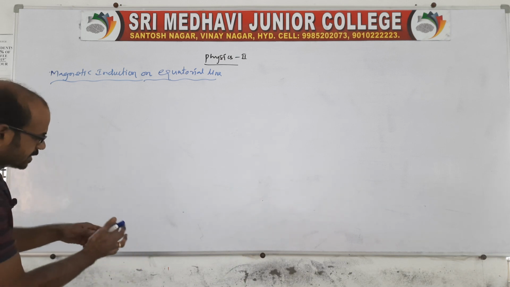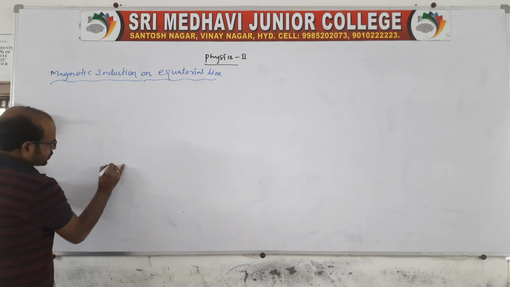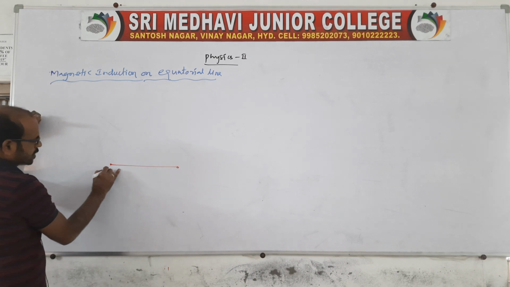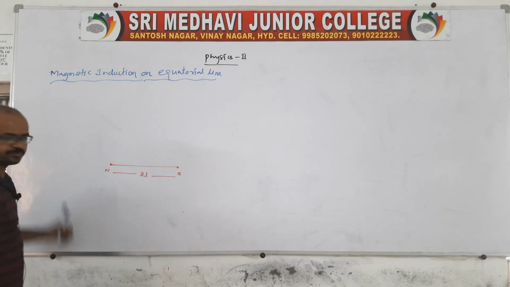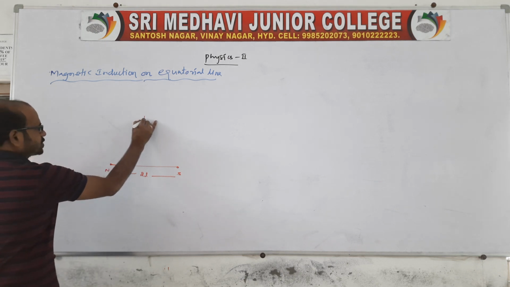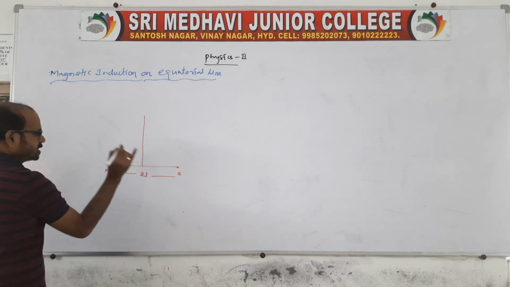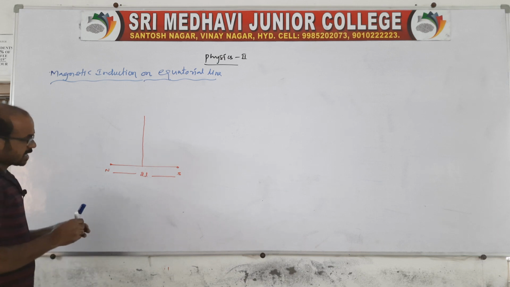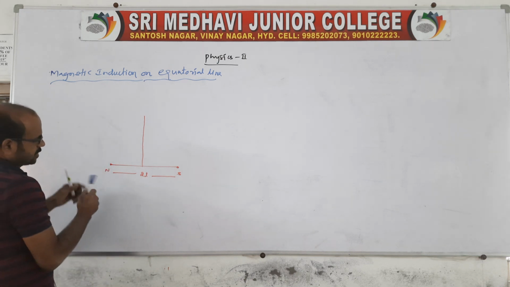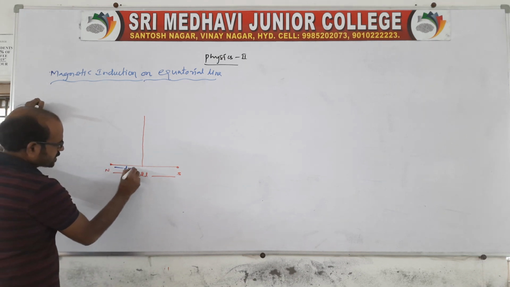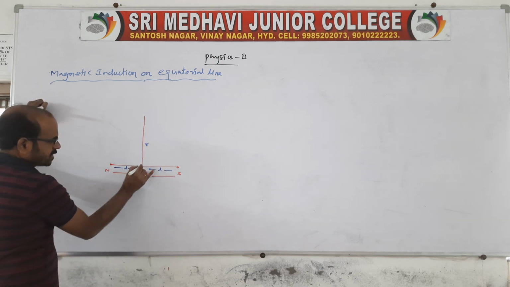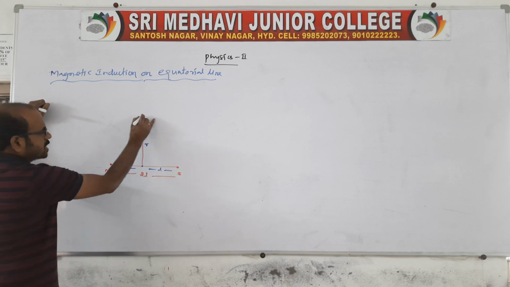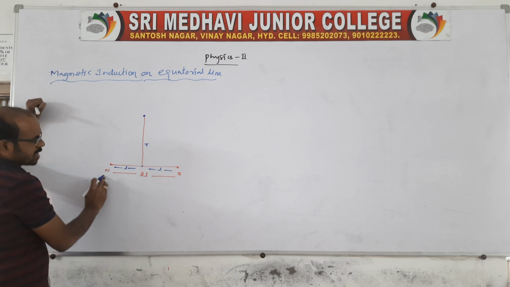The equatorial line, in the sense, is this: suppose two poles, north and south, are separated by a distance 2L. The line passing through the center of the magnet and perpendicular to its length we can call the equatorial line. Each half-length is L, and from the center of the dipole the point is at a distance R. Now we are asked to find the magnetic induction at a point P. This is the north pole.